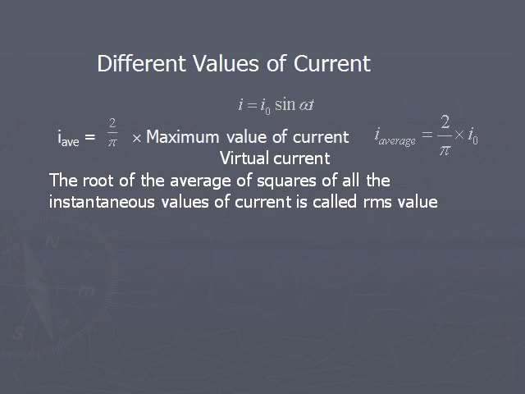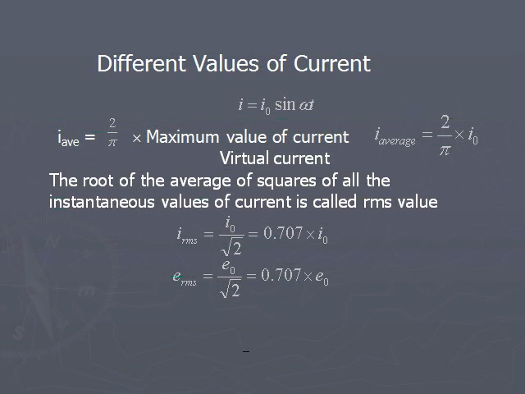The RMS value of current is given by I_RMS = I0 by root 2. Its value is about 0.707 times I0, so it is 70.7 percent of the peak value of current. This current is similar to the DC current. The heat produced in a certain interval of time by a DC current is the same as the heat produced by this RMS current. So we call this the virtual current.